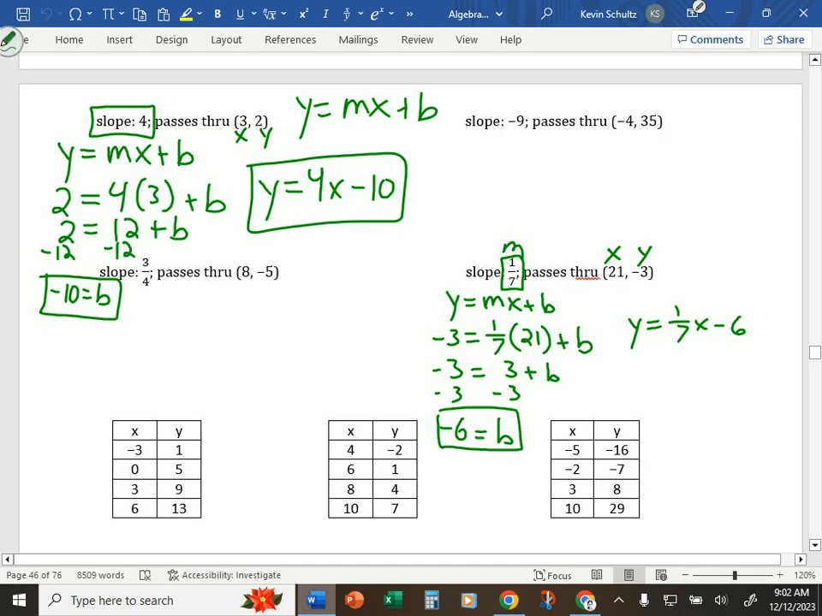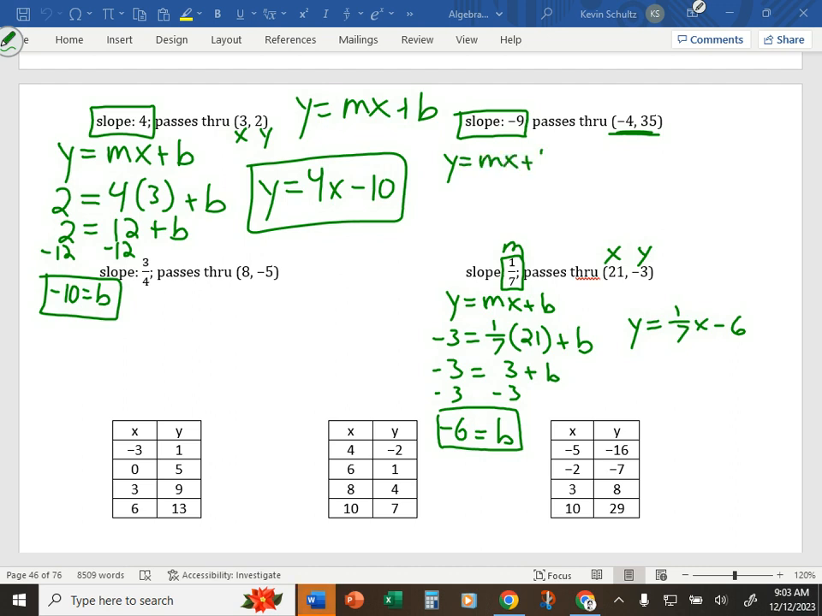So in the second one, slope of -9 passes through -4, 35. Again, a lot of this objective is recognizing what information I'm giving you. I'm giving you the slope, right? Very clearly defined here. And I'm giving you an ordered pair that is not the y-intercept, which means in slope-intercept form, the only variable you don't have is b. To solve for anything in slope-intercept form, you need the other 3 variables. You can't solve one equation with 2 variables.